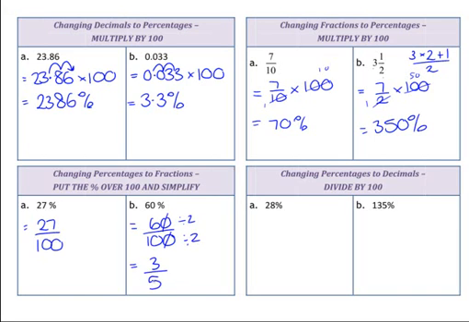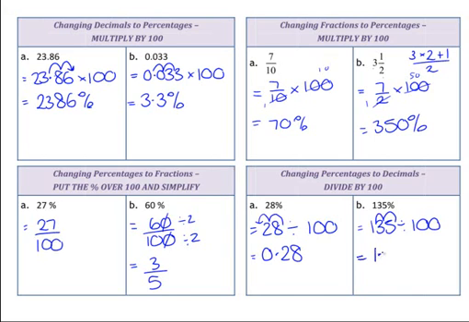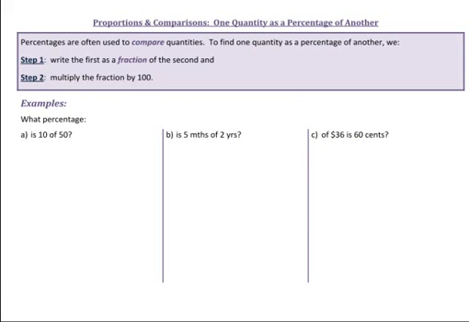Okay, now we're going from percentage to a decimal. We just divide by 100. Again, you can go to your calculator or you just move the decimal point twice and backwards because you're making it smaller. So 0.28. Here it'd be 135 divided by 100, move the decimal point or go to your calculator, so 1.35. Okay, so just a little bit of background there. So let's look at some problems.